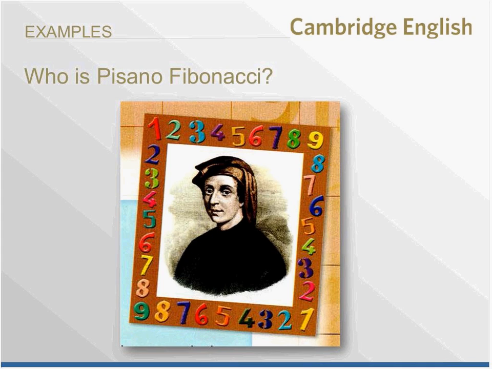0 plus 1 is 1. 1 plus 1 is 2. 2 plus 1 is 3. 3 plus 2 is 5, and so on and so forth. So this is the sequence of numbers created by Pisano Fibonacci. I first read about Pisano Fibonacci while reading a book by Dan Brown, The Da Vinci Code. So this sequence is mentioned there, is one of the clues.